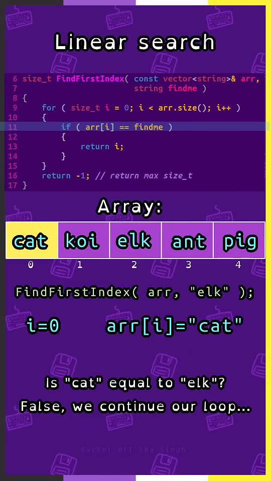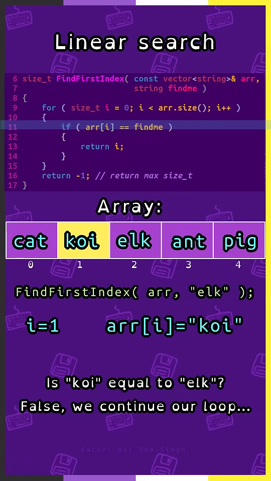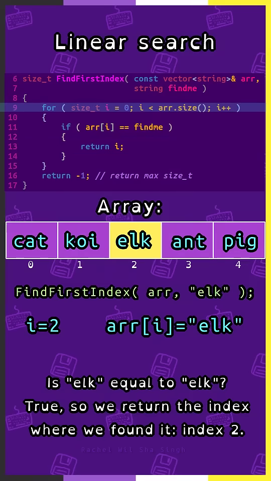When i equals 0, array sub i is cat. Is cat equal to elk? False, so we continue our loop. For i equals 1, array sub i is koi. Is koi equal to elk? False, continue the loop. For i equals 2, array sub i is elk. Is elk equal to elk? True, so we return the index where we found it, index 2.